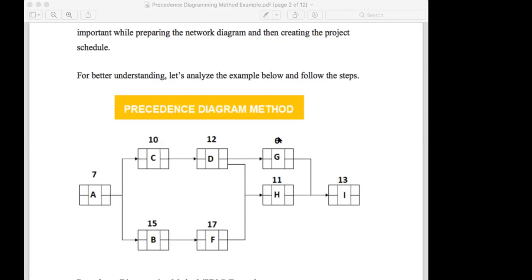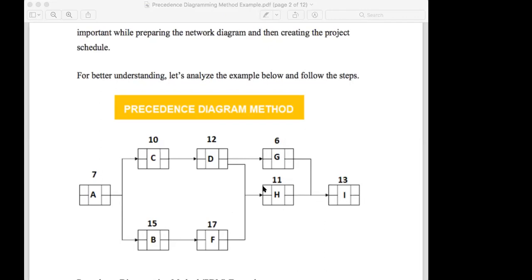This one takes 6 days. This one takes 11 days. After finishing G and H, you can start I. This is the understanding. This is the network diagram. So logically, the first thing when you see a network diagram is that you have to understand what it is. Now you just imagine there are two paths.